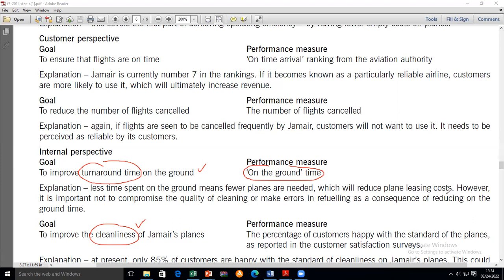Because if you take too long, it means that the utilization of your assets is very low. Another goal is to improve cleanliness of the planes. The percentage of customers happy with the standard of the planes, that's a performance indicator.